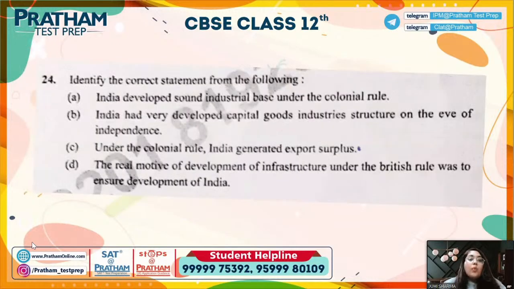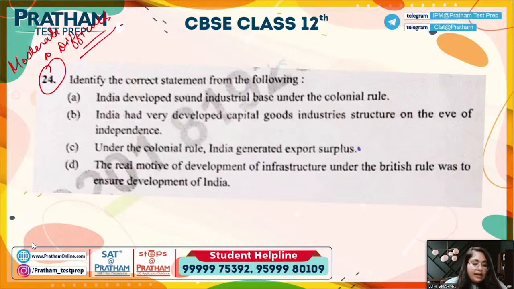Okay, question number 24, guys, we have to identify the correct statement from the following. Again, four options are given to you. I would put this in the moderate to difficult category. It is a moderate to difficult category question, right? And you have to identify the correct statement. You are given four statements, and the correct statement here is that India generated an export surplus under the colonial rule. That is actually the most correct statement among all the four options given.